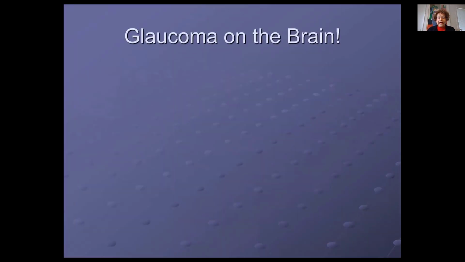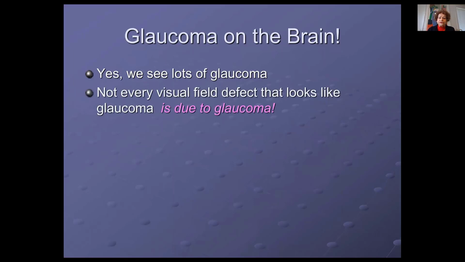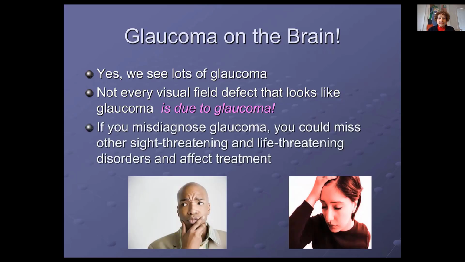And yes, we all have glaucoma on the brain. We see lots of glaucoma. We're always afraid of not diagnosing glaucoma because we know that undiagnosed glaucoma can lead to progressive vision loss. However, not every visual field defect that looks like glaucoma is in fact due to glaucoma or worsening glaucoma. If you misdiagnose glaucoma, you could miss other sight-threatening and even life-threatening disorders, and you could be affecting treatment of your patient, either over-treating or not treating enough.